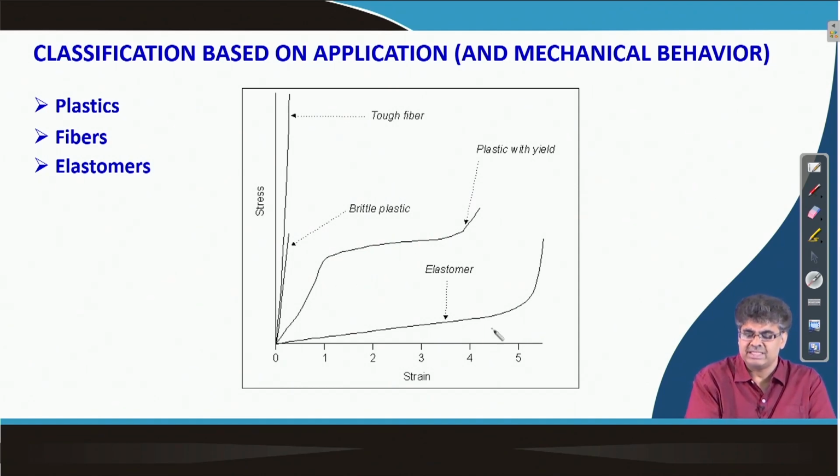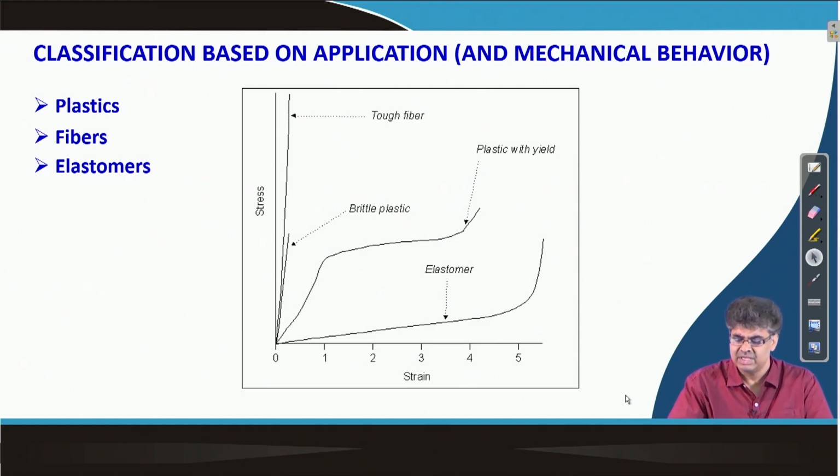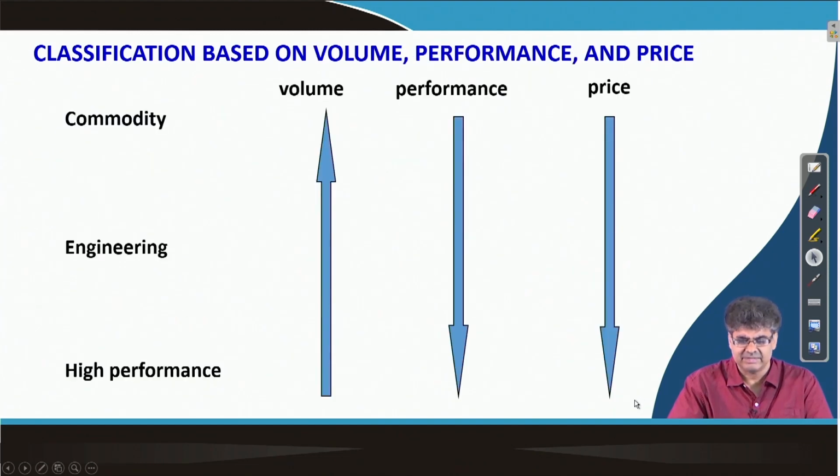So, we have two extremes, the elastomer and the fiber, and in between we can have different types of plastic behavior. And as I said, I will come back to this topic again when we discuss the mechanical properties of polymers. I think with this I will stop, because in the next class I will talk about the last classification. Okay, let me complete this as well before we close this class.